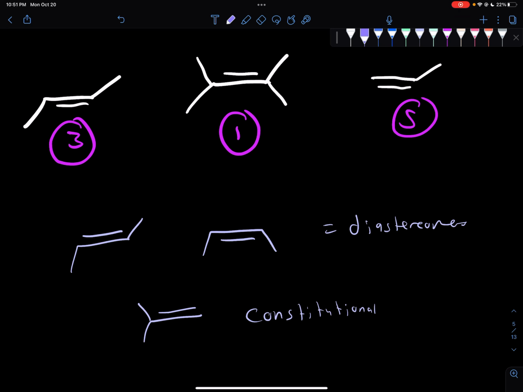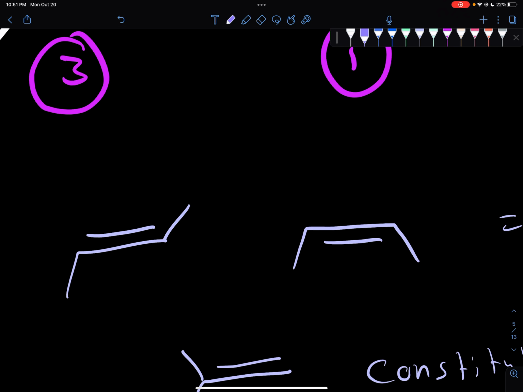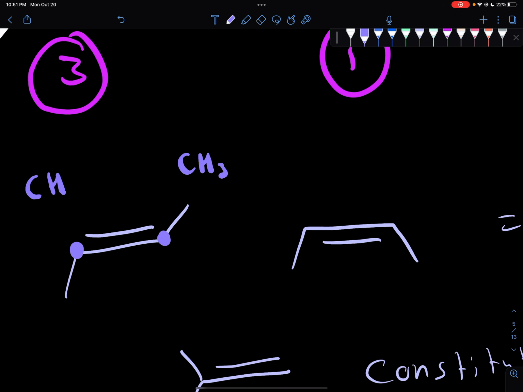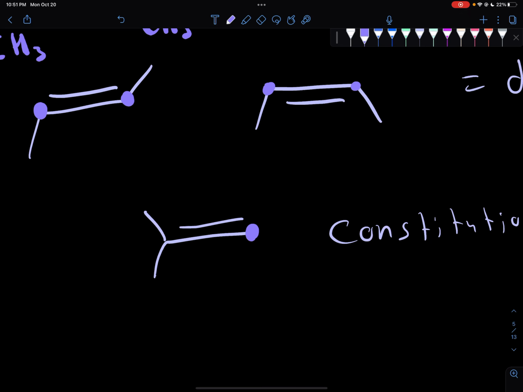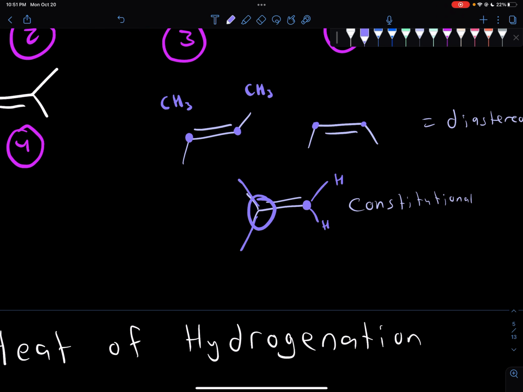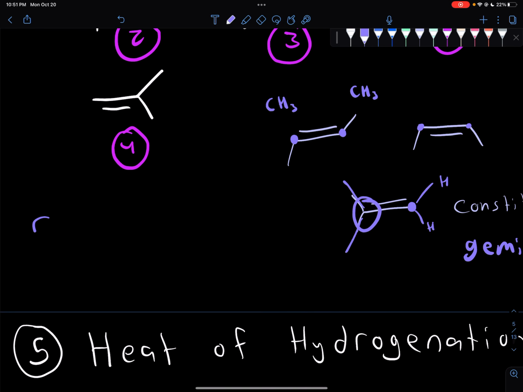Just think about it. Over here, each carbon is bonded to one CH3. Right? Even over here, I'm bonded to CH3. But what happened over here? This carbon is now no longer having any CH3s. It's just H's. But this carbon has two CH3s. So by definition, that's a constitutional isomer. That's why geminal is its own category, to be honest. But cis and trans, like true cis and trans, are geometric isomers or diastereomers.